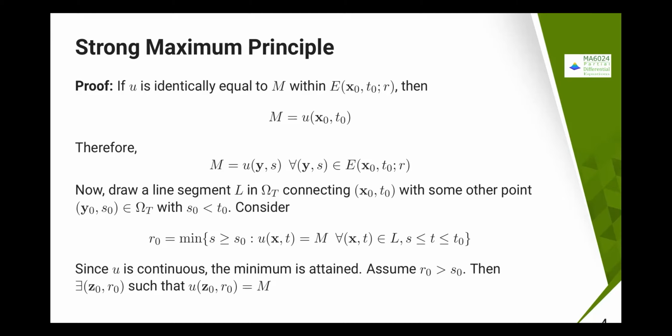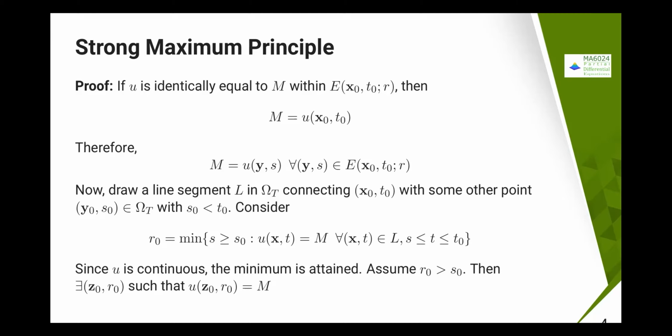Now, since r naught equals the minimum of s greater than or equal to s naught, what I am trying to prove here is that r naught equals s naught. The only problem we have is that we have to obtain gamma t, and only for that I am trying to prove this.